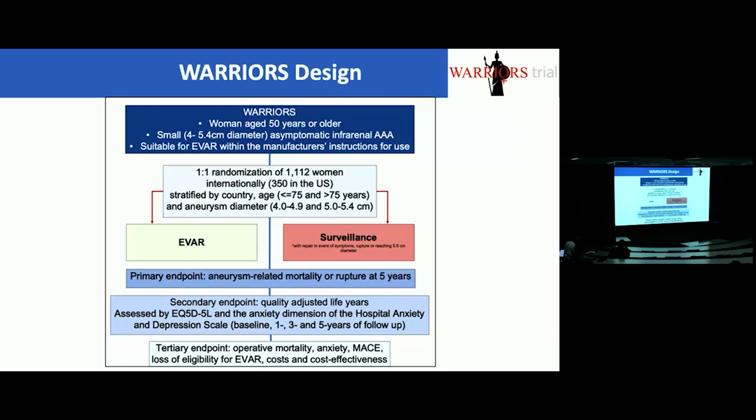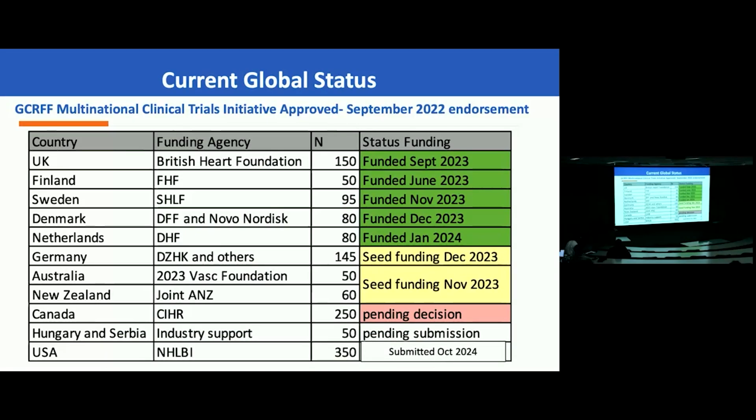The primary endpoint is aneurysm-related mortality or rupture at 5 years. The secondary endpoint is quality-adjusted life years, and also looking at anxiety and depression scales. And then we'll look at a whole host of other outcomes. This is the current global status. As I said, a lot of countries in the international trial coordinating centers at the UK and Imperial College have been approved. The US application just went in October. Study section is in March, but I don't know if it'll meet. We'll find out. More to come.